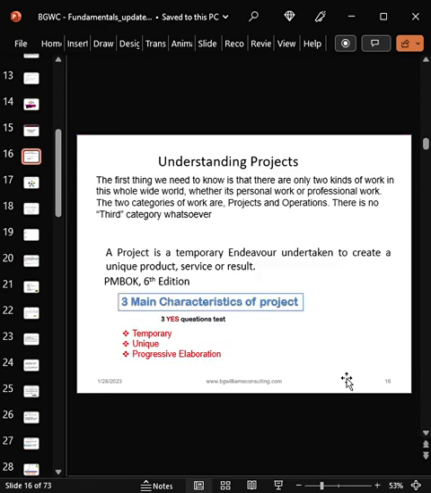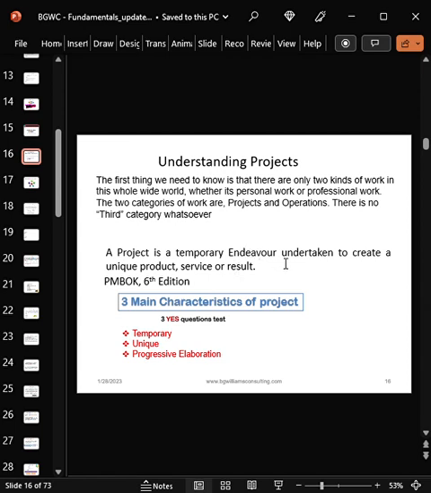Whatever definition we have given, it is correct from different perspectives, but I would like you to understand that according to the PMBOK definition, a project is a temporary endeavor that we embark upon with the purpose of creating a unique product, service, or result. Any temporary endeavor that we embark upon.